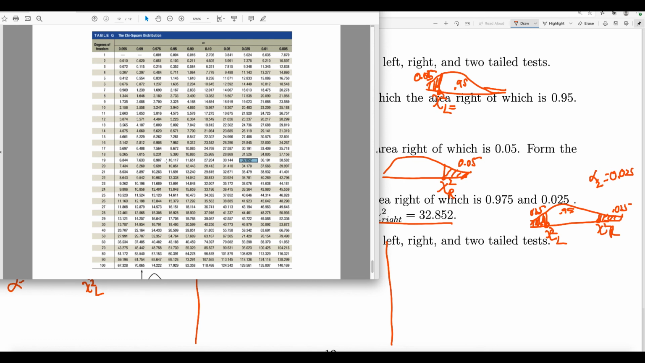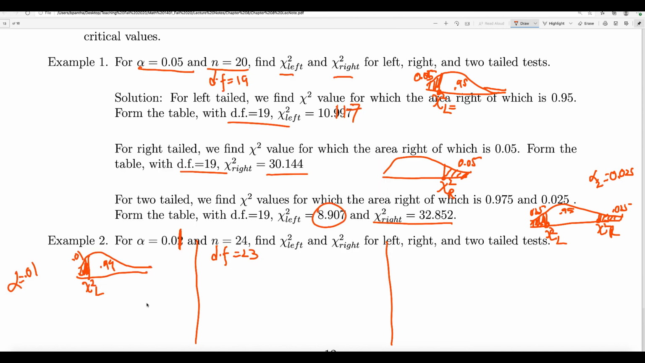Let us do that. 0.99, okay, and then 23 degrees of freedom. It's 10.196. You see that? 10.196. 23 degrees and 0.99 on the right area. So this is 10.196.